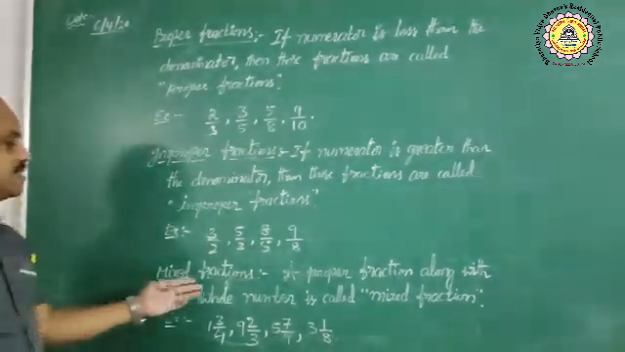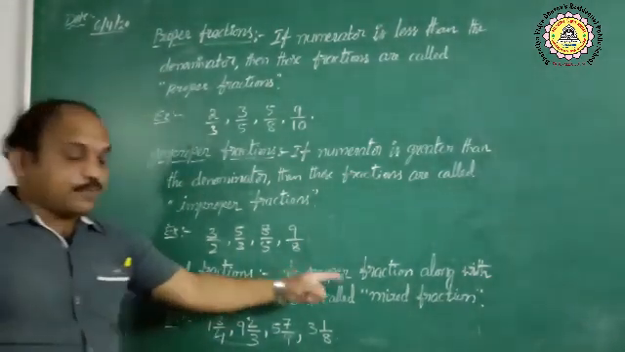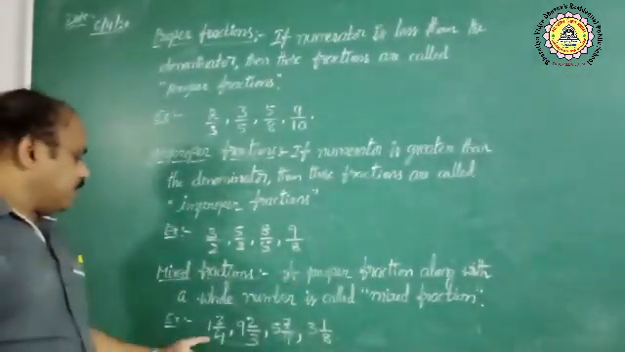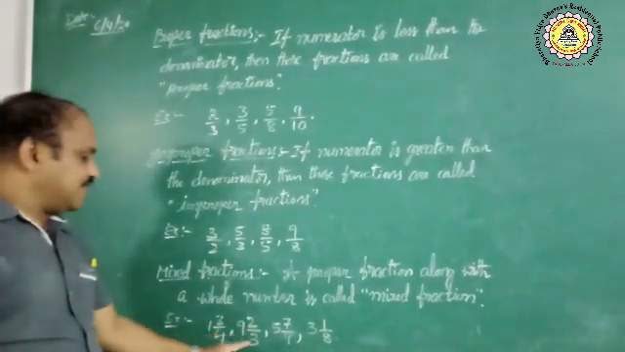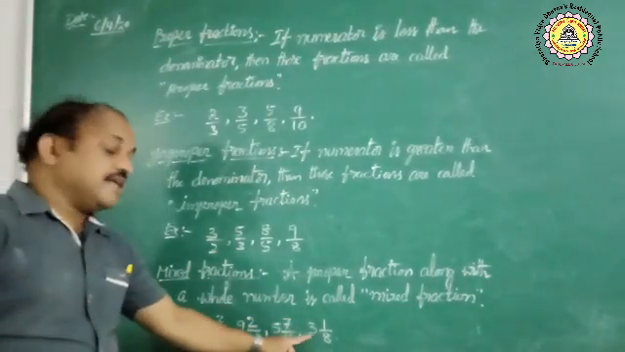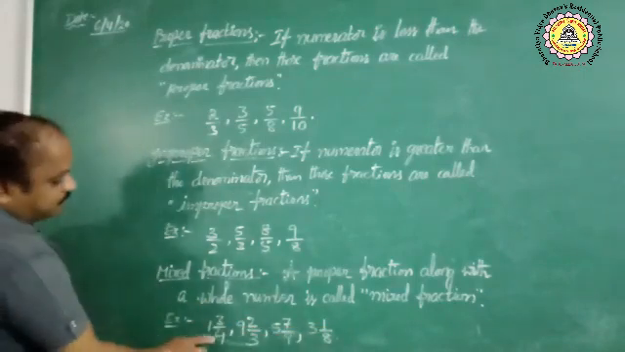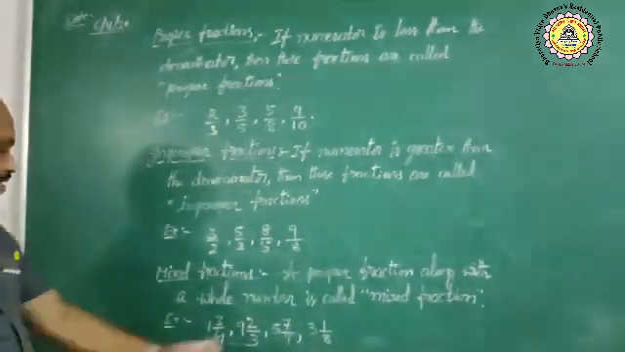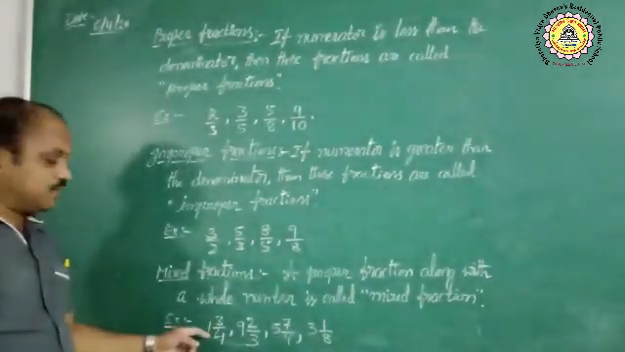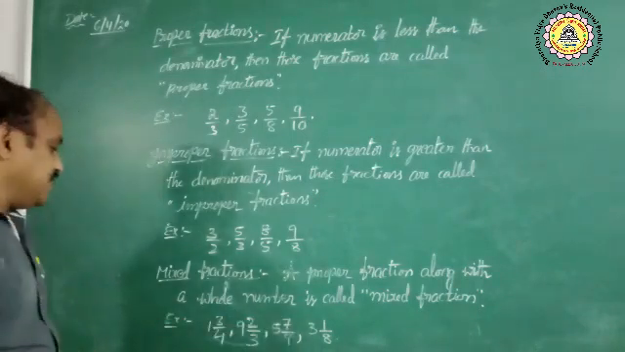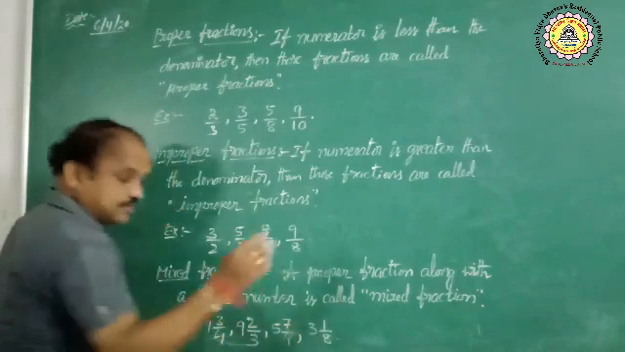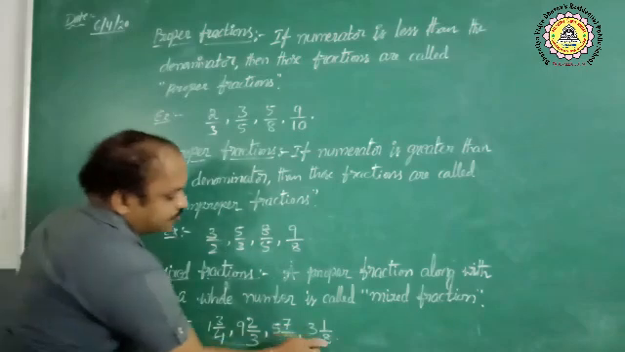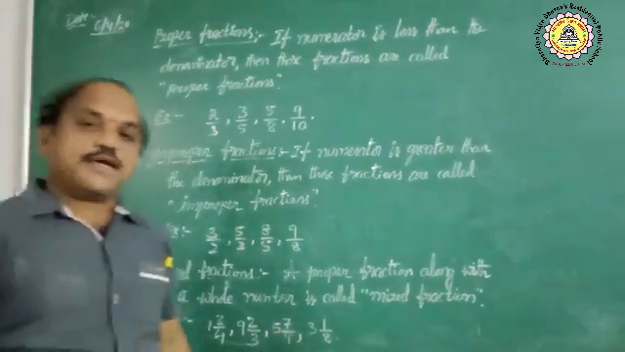Next, mixed fractions. A proper fraction along with a whole number is called a mixed fraction. For example, 1 and 3 by 4, 9 and 2 by 3, 5 and 7 by 9, and 3 and 1 by 8. Observe here 3 by 4, 2 by 3, 7 by 9 and 1 by 8. These are all proper fractions, and beside the proper fraction we wrote whole numbers 1, 9, 5, 3. That's why each one is a mixed fraction. Okay?